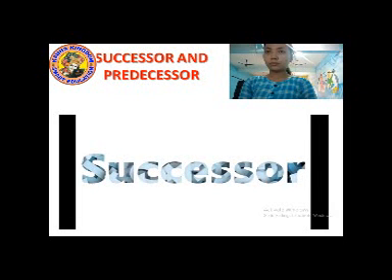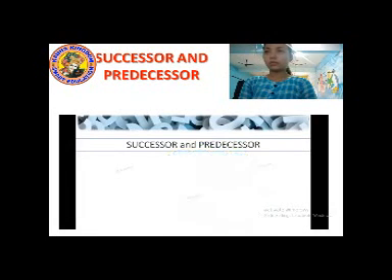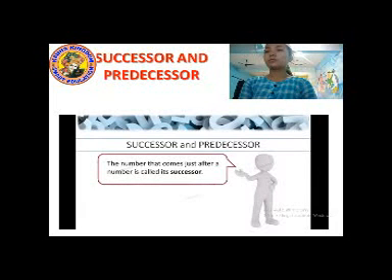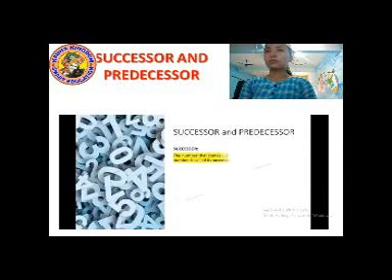Successor. What is successor and how to find successor of a number? The number that comes just after a number is called its successor. Let us look at it in detail. If the number is n, then the successor of the number n is n plus 1. You have to add 1 to the given number to find its successor.